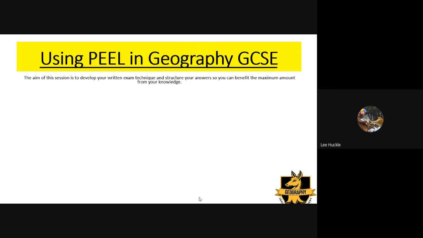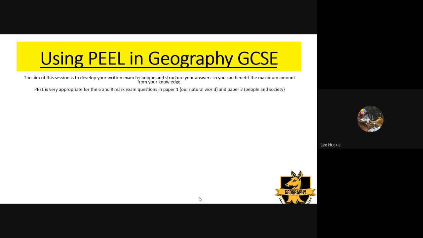So the focus of this session is to look at structure in some of your longer marked answers. And through this, we're going to look at the structure of PEEL, P-E-E-L. So the aim of this session in particular is to develop your written exam technique, and as I say, the structure for your answers so you can access the top mark bands for the different variety of questions and really show off the full depth of your knowledge.